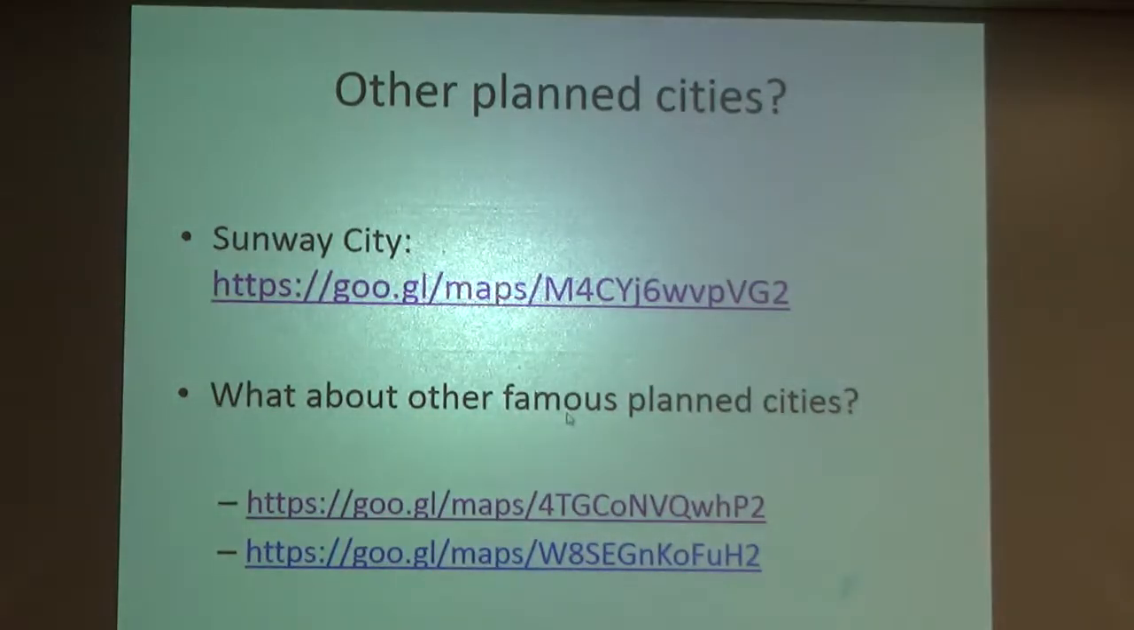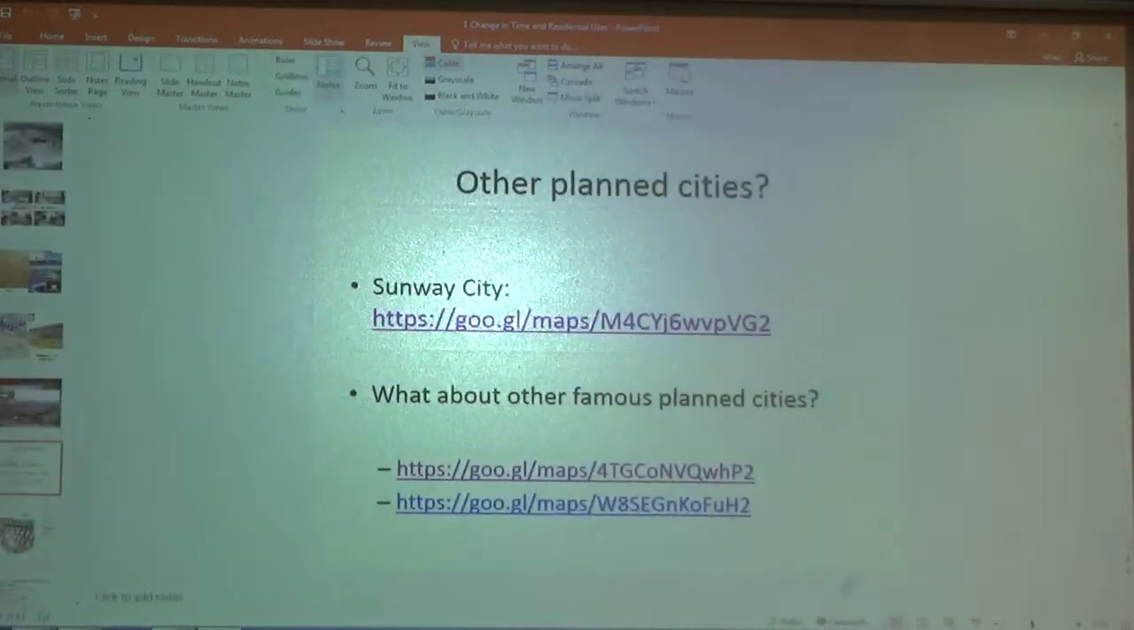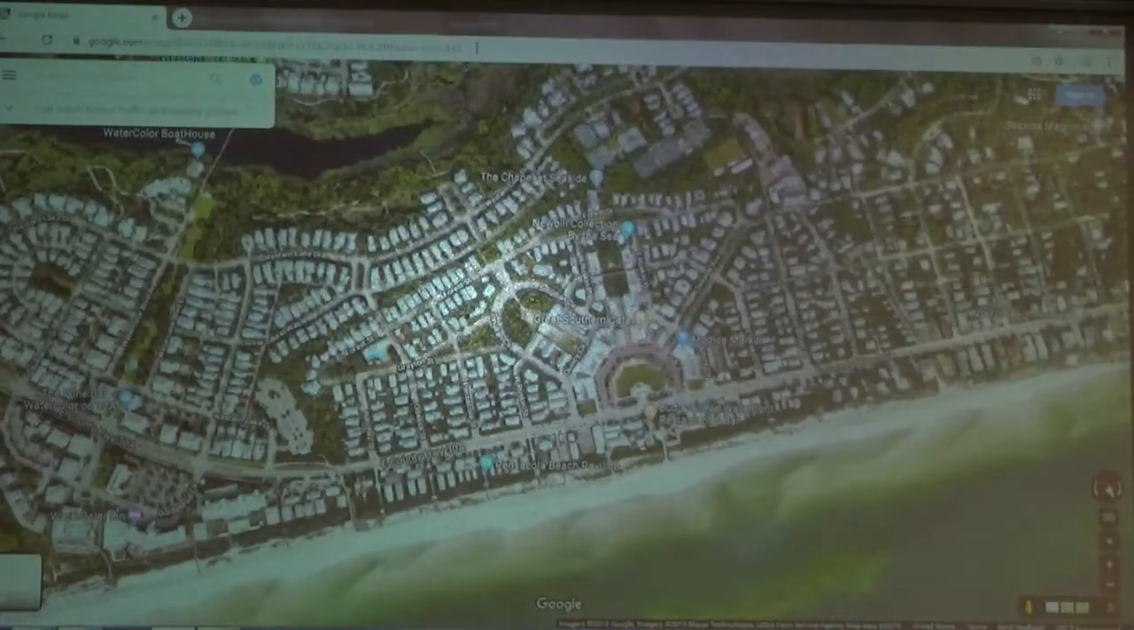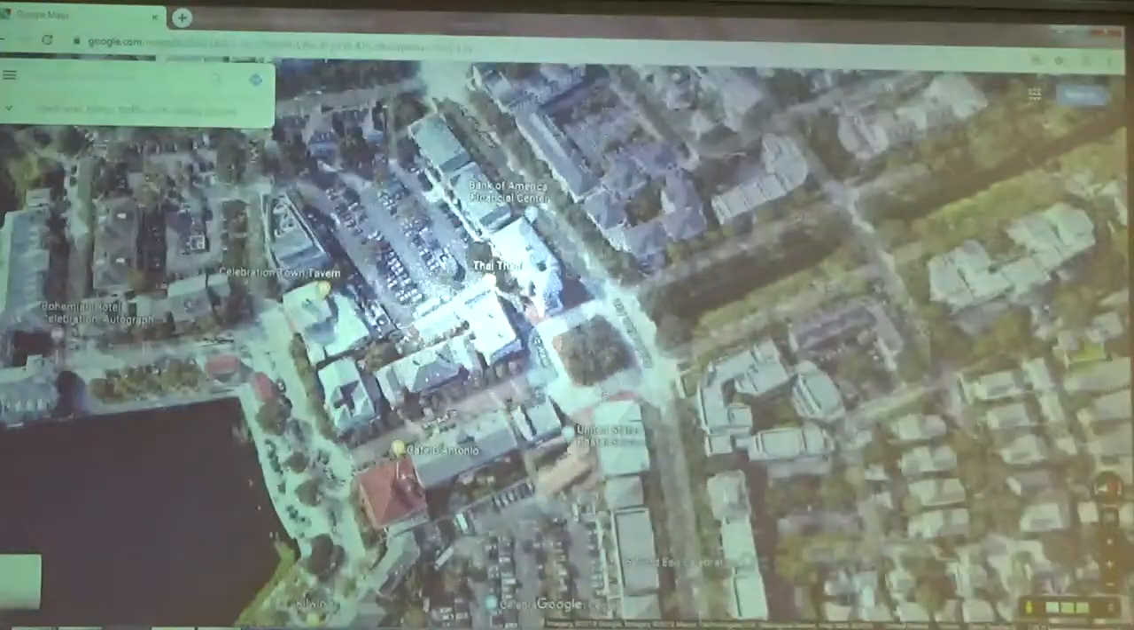Other famous planned cities in Florida. Remember when I said for Levittown you could pick your design, choose one of the 4 you want? Ever been to Orlando? A little bit north of Orlando? You ever heard of another place called Celebration? That's bizarre. When it comes to Celebration, it's just really expensive.